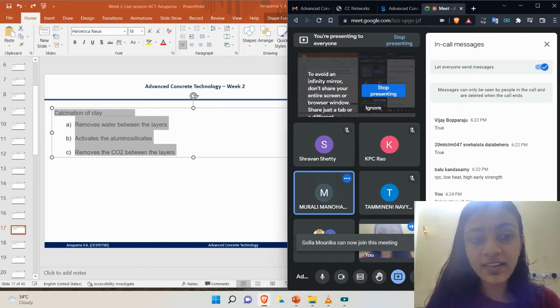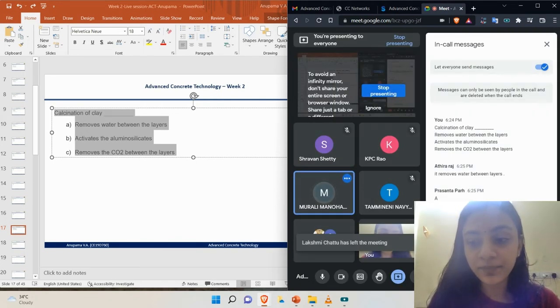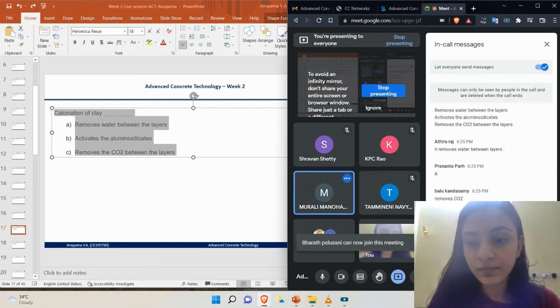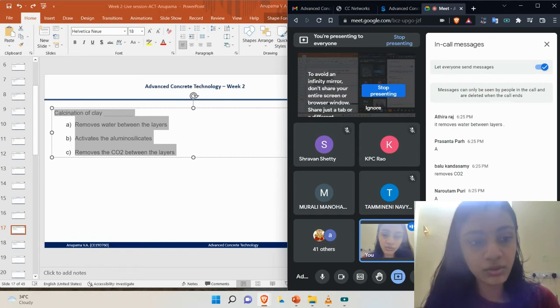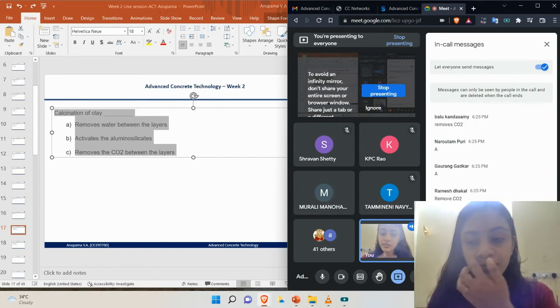So what does calcination of clay result in? So I can see two options. It removes water and it removes CO2.